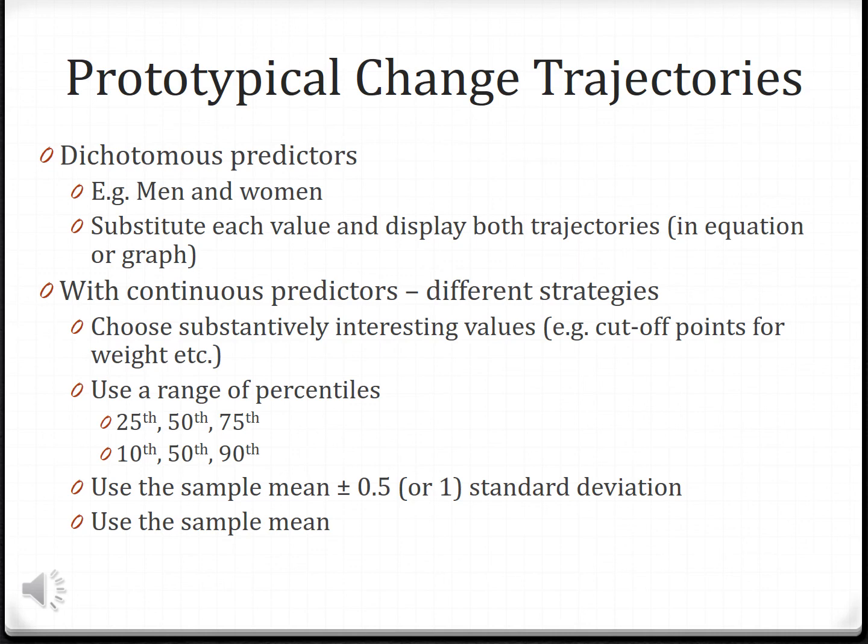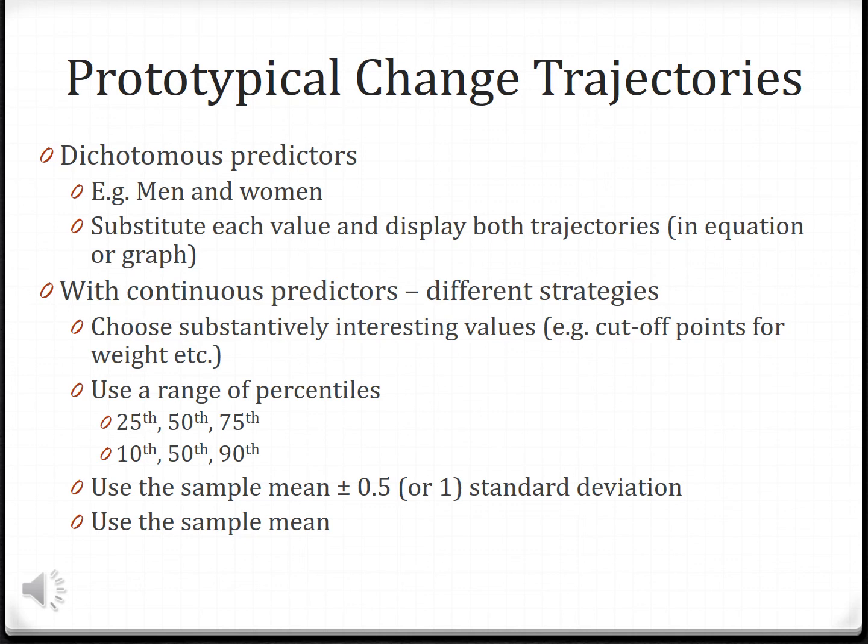The reason I started talking about the moderators is because you kind of do it the same way. So let's say we have a dichotomous predictor, for example, men and women. Then you create prediction equations. You substitute each of the values and you display both those trajectories, in an equation or in a graph. I would strongly recommend doing it in a graph. Most people digest graphs much faster than equations.